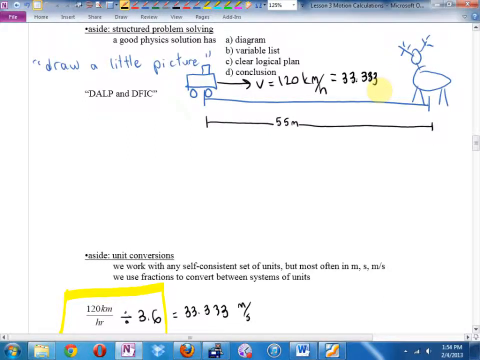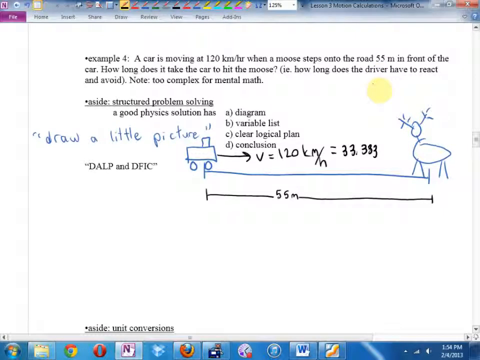So, going back to our moose question, what are they asking us to find? How long does it take? Time. Let's write down T equals question mark. That must mean that they've given us speed and distance. What's the distance involved here? 55. What's the speed involved here? Yeah, we got to use the 33.333, not the 120, right? We want our units to match. What's the equation? T equals D over V.